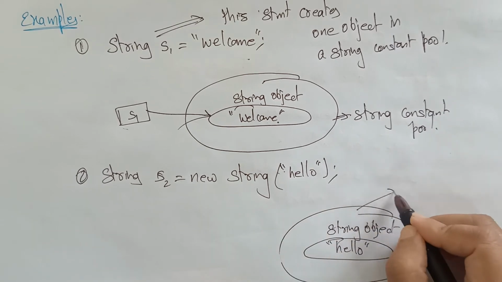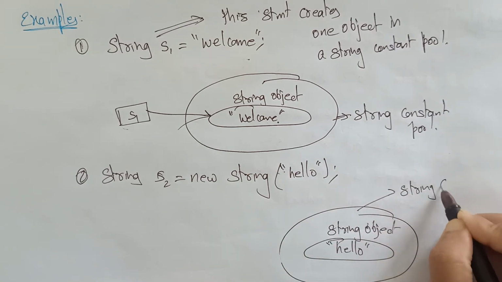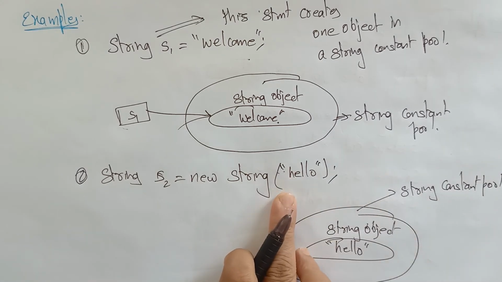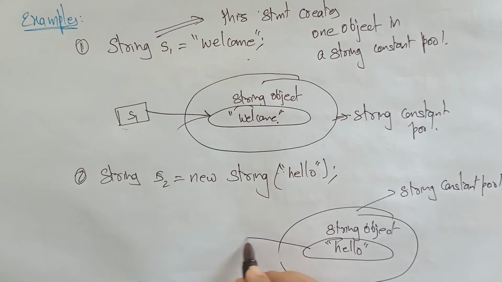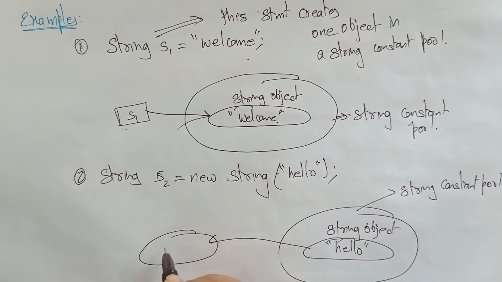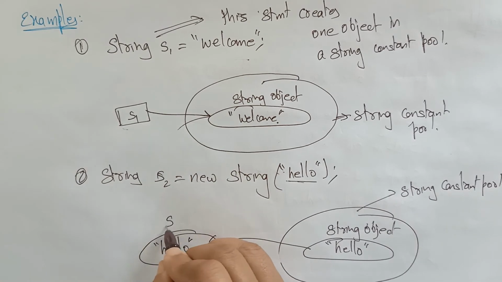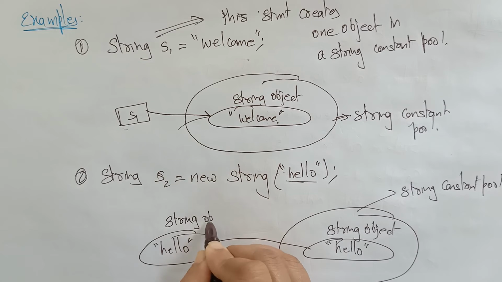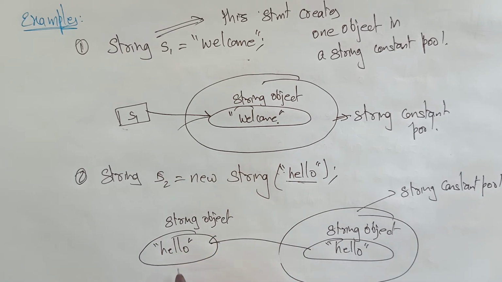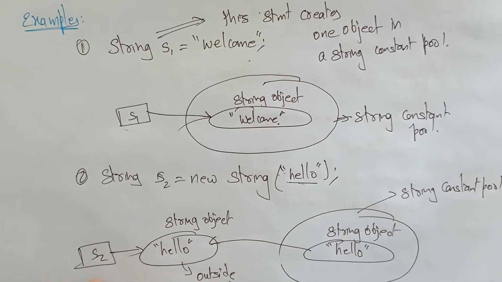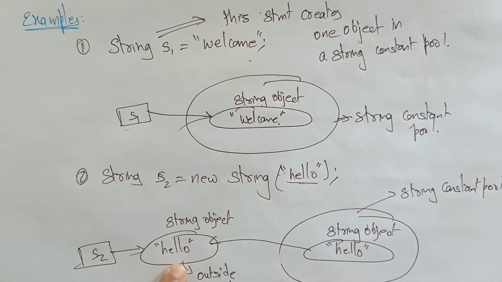So this is the string constant pool, and the object "hello" is there. Another string object is created outside the pool. Two objects will be present: the string object "hello" in the pool, and the one outside the pool, which is referred to by S2. S2 is referred to by the outside pool string "hello".